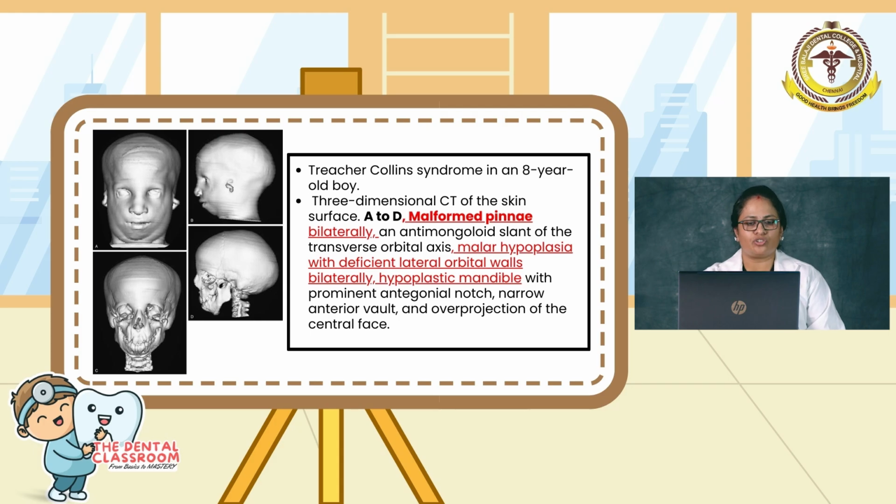This is an example of the classical features of Treacher-Collins syndrome in an 8-year-old boy. This is an image of a 3D CT scan. You can see the frontal and the lateral views. We can see the hallmark features here, that is the malformed ears on both sides, a distinctive downslanting anti-mongoloid appearance of the eyes, malar hypoplasia and a hypoplastic mandible. At the same time, the central face looks over-projected, creating a characteristic facial imbalance. These cranial changes are not just cosmetic, they contribute to functional problems like breathing, feeding, hearing and speech difficulties.